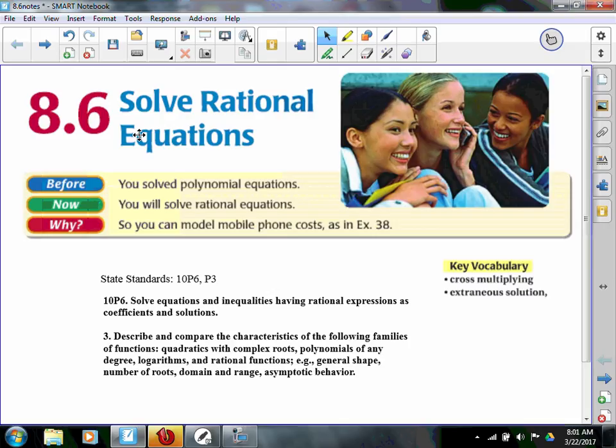In the last two sections, we talked about simplifying rational expressions, multiplying and dividing rational expressions, and adding and subtracting rational expressions. So you might notice the key vocabulary, cross-multiplying, should give you a hint as to one thing we're going to have to do. And then there's that other word. It's kind of a big word, that E word. Extraneous solutions. We've encountered those a few times this year. So we'll see what that's all about when we get to it.